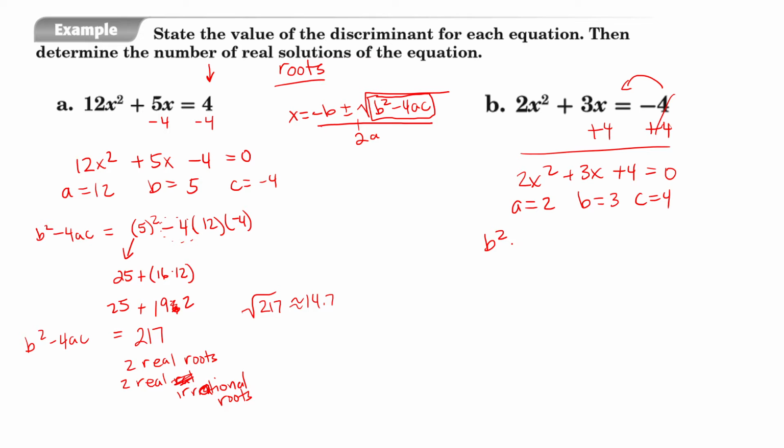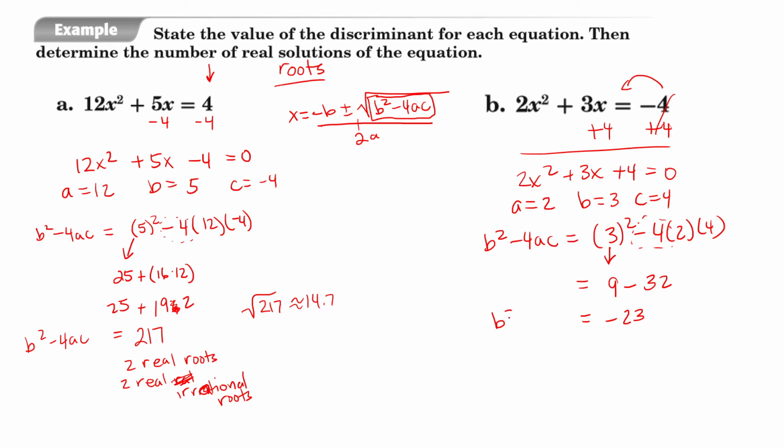And I'm looking for b squared minus 4ac, which is going to be 3 squared minus 4 times 2 times 4. And this is going to be 9. And I have one negative times a positive times a positive, so my answer is going to be negative. 4 times 4 is 16, times 2 is 32. And so 9 minus 32, well, 32 minus 9 is 23, so this will be negative 23.